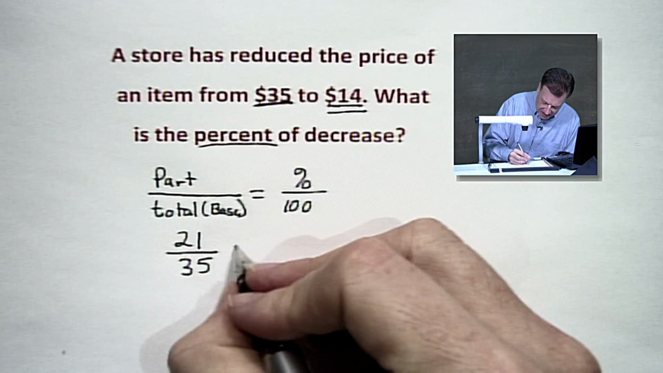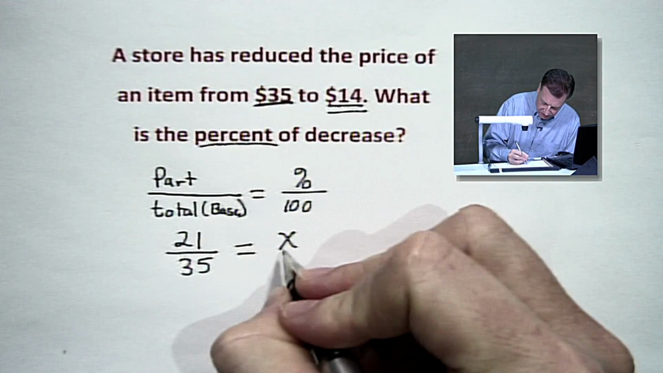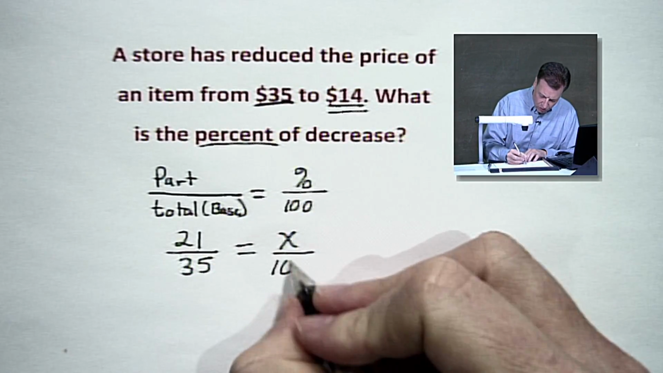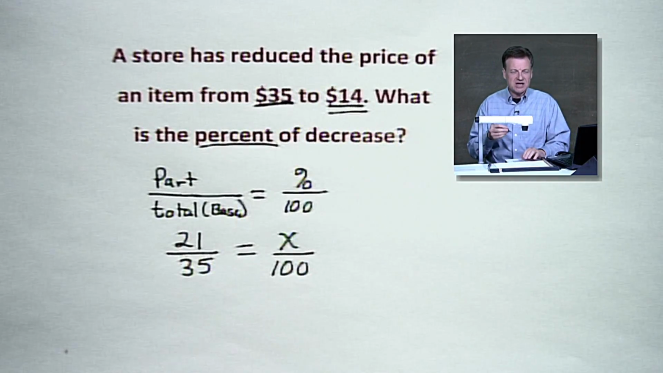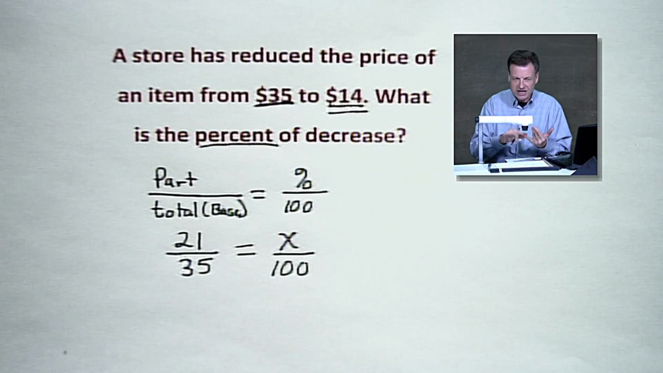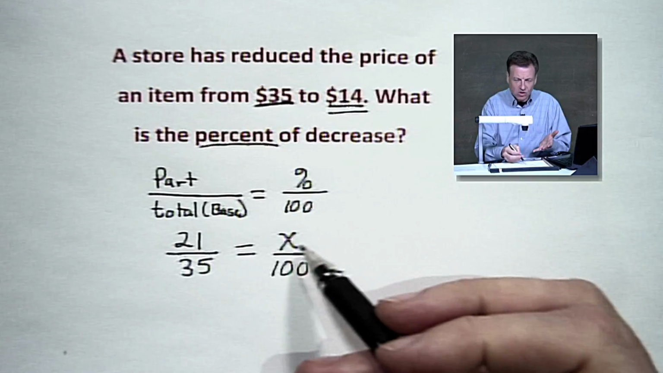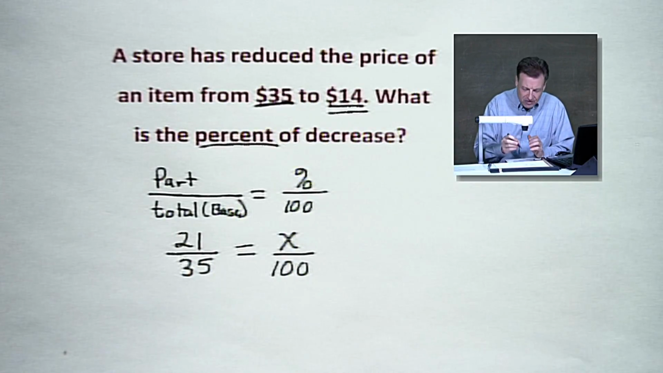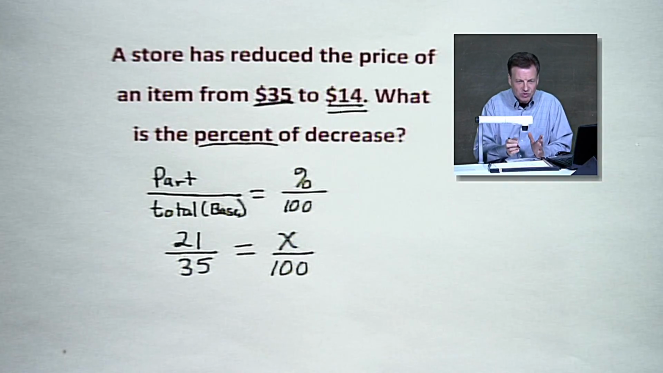Now, on the other side, I don't know what the percent is. I'll call it X. You can call it N, call it whatever you want. And it's going to be over 100, because that's what percent simply means. Take a number and divide it by 100, and that's how you get a percent. You may look at it as a decimal, a whole number, an integer, or even a mixed number over 100.